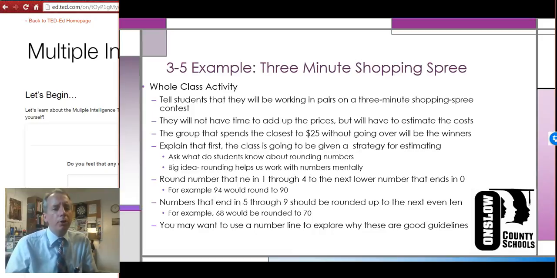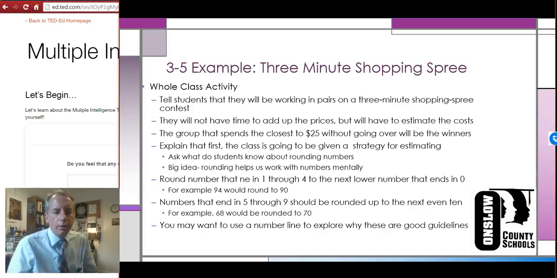First, wouldn't it be smart to have a strategy? Okay, well, as a class, let's kind of talk about strategy. What do we know about rounding? And do we really gather that rounding helps us estimate, it helps us work with numbers mentally. So we're looking for friendly numbers, numbers that I can keep in my head without too much drain on my working memory.